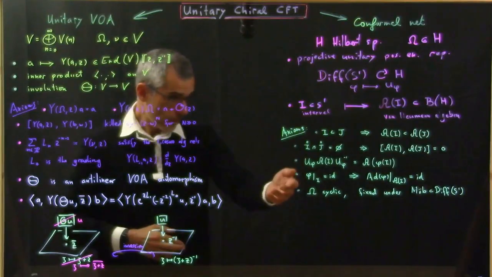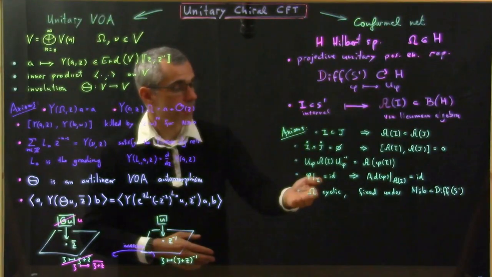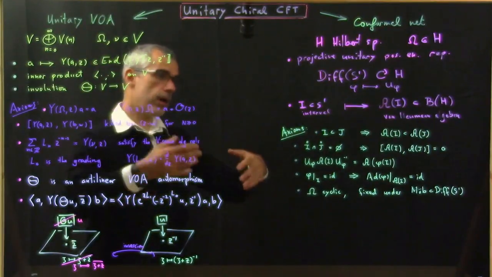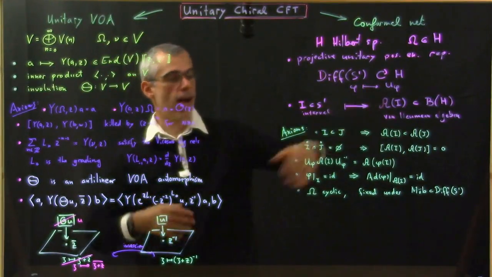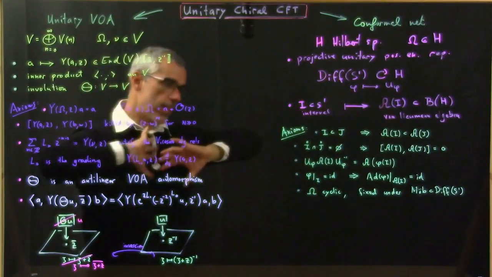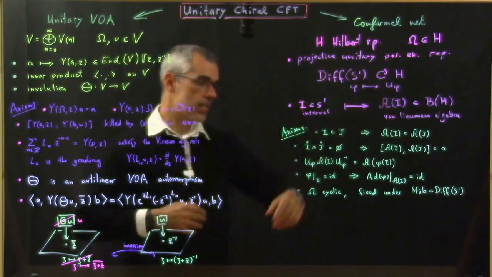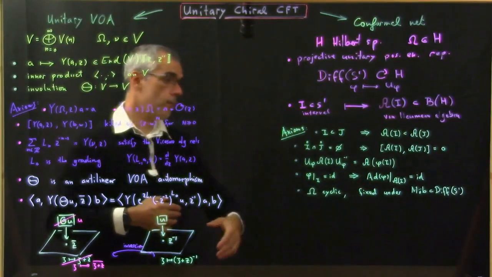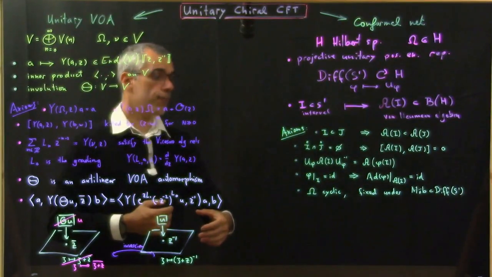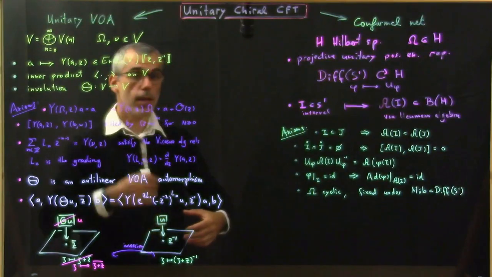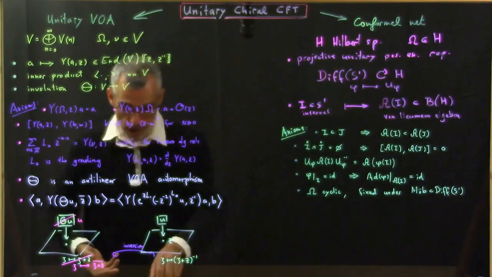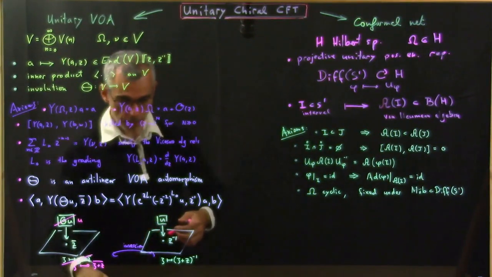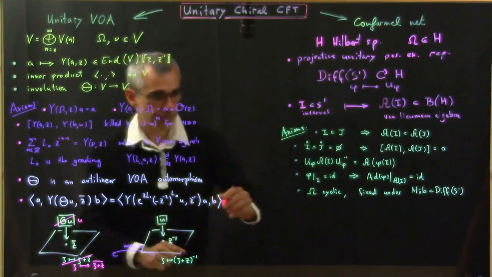And at last, we have that omega should be cyclic, meaning that if you hit it with elements of A of I's for all the intervals, then the set of vectors that you get in H is dense. That's what it means to be cyclic. And it should also be fixed under the Möbius subgroup of Diff(S1). These axioms have some interesting consequences, of which I'm going to list a couple, the ones that are going to be relevant for us right now.